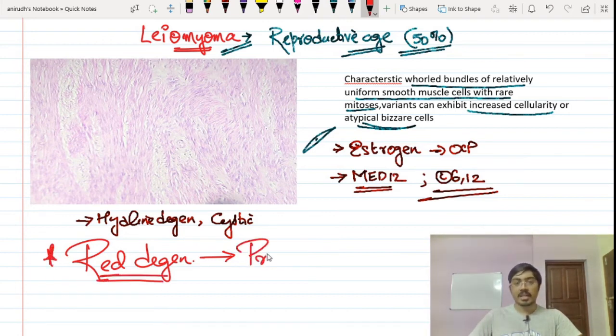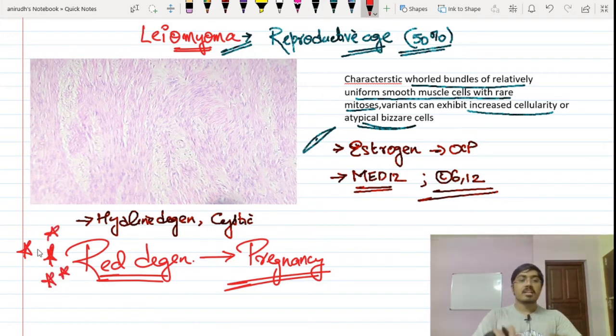This is seen in pregnancy. Right, so this is what I would recommend you never to forget for the exam. Red degeneration is seen during pregnancy, right? Okay, so let's go to the next slide now.